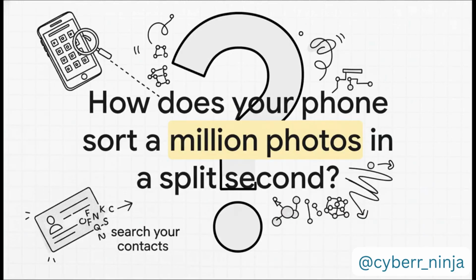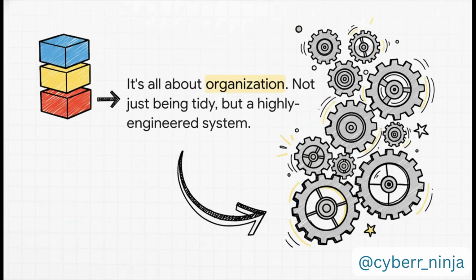I mean, really think about it for a second. You open your photo gallery and bam, you can find a picture from 3 years ago just like that. Or you start typing a name in your contacts and it pops up before you're even done. How on earth is that possible with the insane amount of stuff we all have on our phones? Well, the answer is actually pretty simple. It's all about organization. But we're not just talking about being neat and tidy. No, this is a very specific, super engineered system of organization that lets our tech be incredibly fast and efficient.